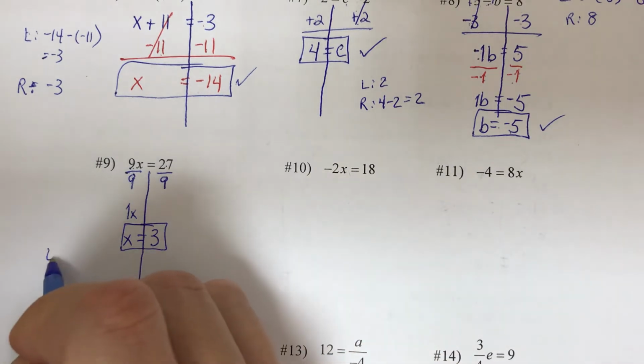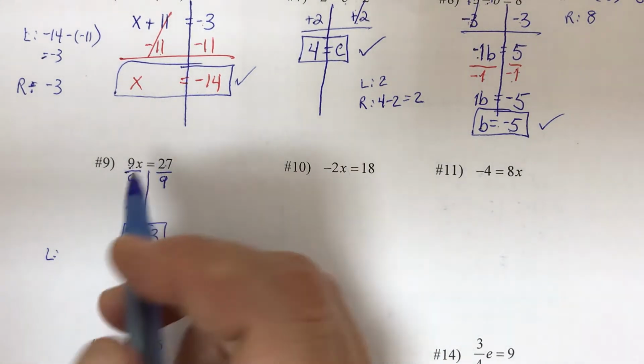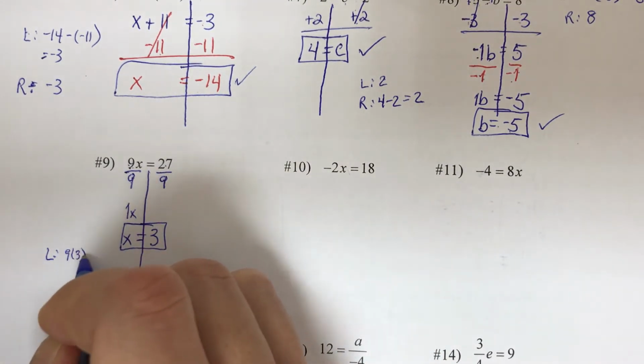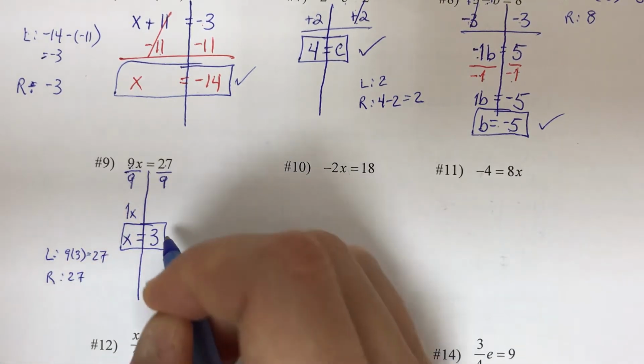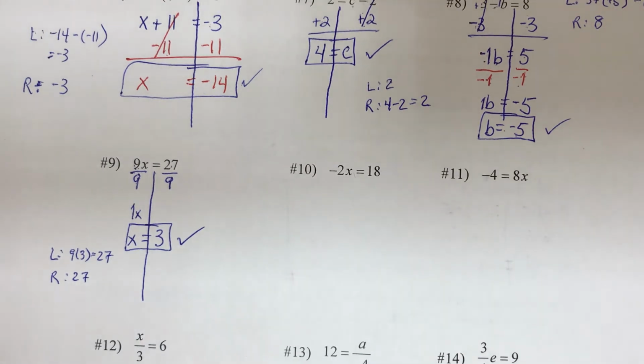When I check, 9 times x is 9 times 3 equal to 27. Yes, it is. The left side, the right side are the same. Check. It's good.